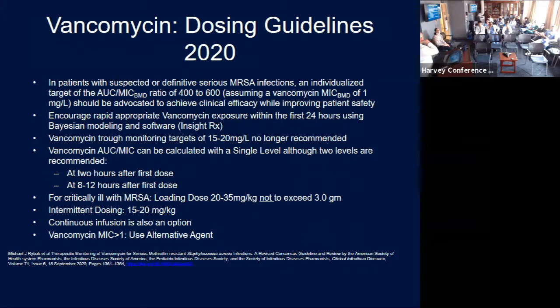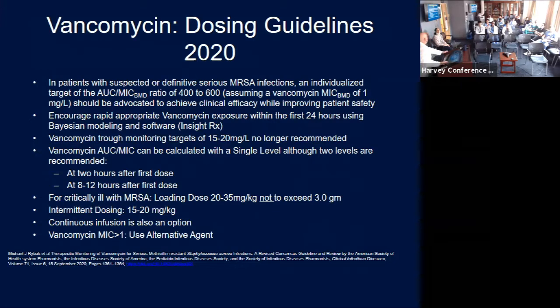Remember before I said that there was this creep of the MIC going around 1 to 2. Even though less than 2 is considered susceptible, we have now changed our guidelines, because it's now recognized that if the MIC is higher than 1, we're never going to achieve adequate levels without having nephrotoxicity. So there's been a really big paradigm shift in the approach to vancomycin dosing.